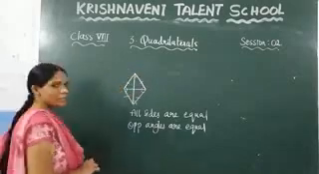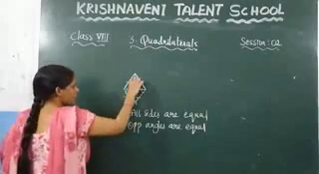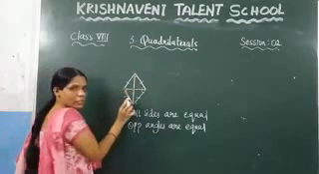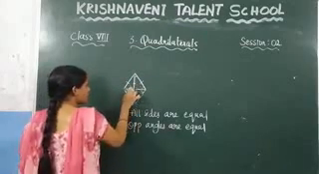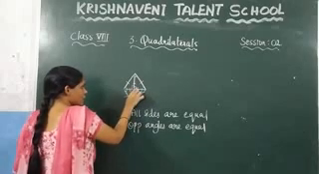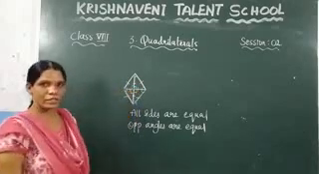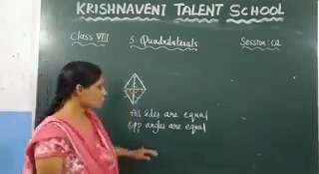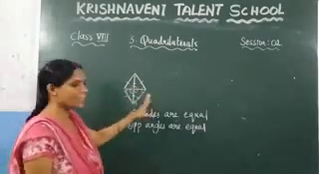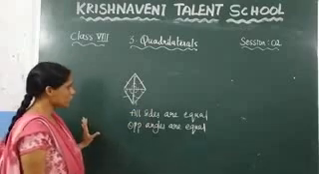But the diagonals bisect each other. That means the length of this one is equal to the length of this one, and the length of this one is equal to the length of this one. That means the diagonals bisect each other, and perpendicularly also. Here the angle is 90 degrees. So you can write it here. The diagonals bisect each other perpendicularly in this case, but the diagonals are not equal in length. This is about the rhombus.